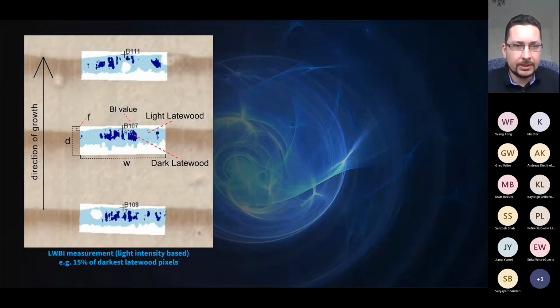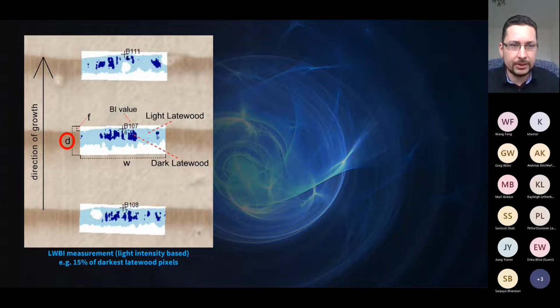Now I wanted to give an overview of a specific issue when it comes to measuring surface intensity. With blue intensity, if we're interested in latewood blue intensity, we're interested in the highest density, which tends to occur in the darkest part. We're essentially trying to measure the darkest part of the latewood. So it might be 15% or so of the darkest pixels in the latewood. That would be our blue intensity value.